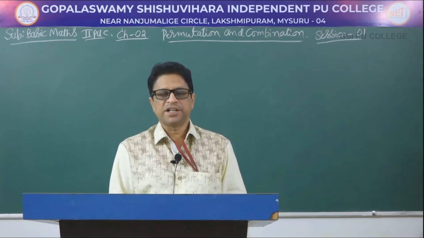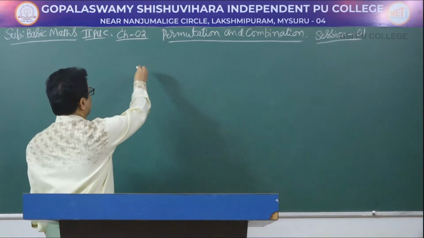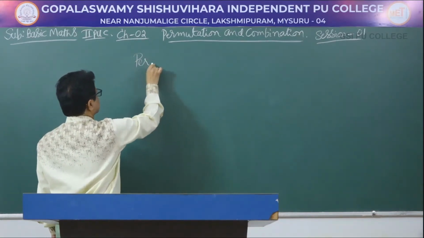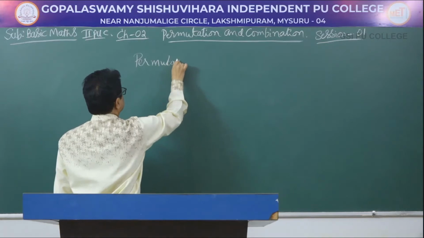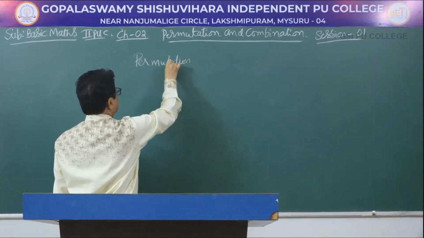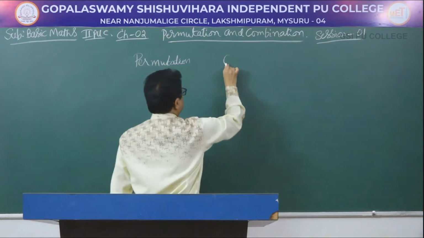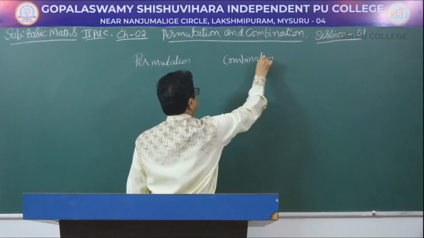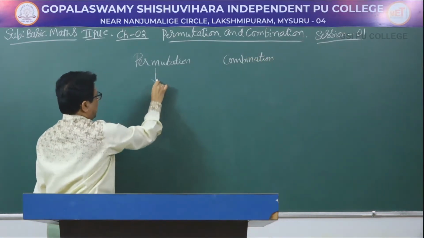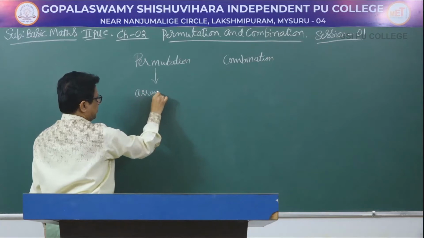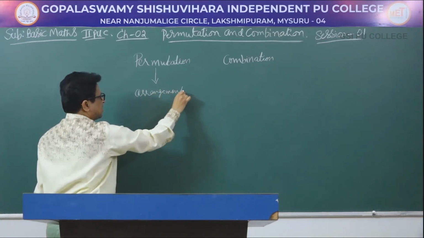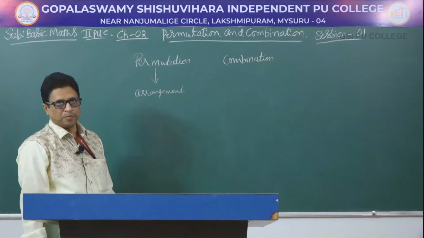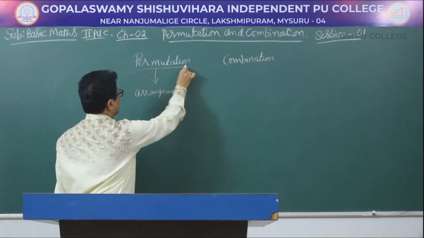In today's session, I am going to start a new chapter, permutation and combination. So, first let us see what is meant by a permutation, and combination. The arrangement of numbers or objects is a permutation.